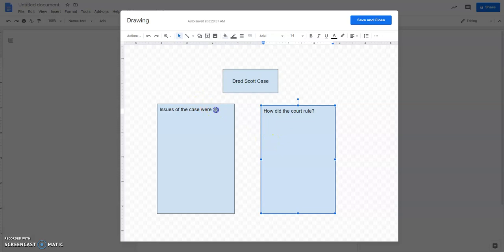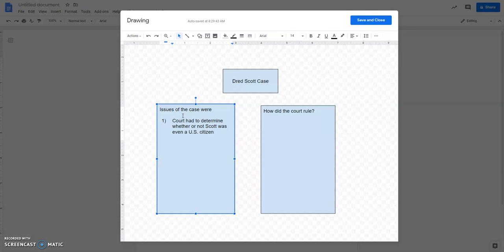All right, so as always, we're going to do the first example together, and then I will let you guys take over and finish it out. So, the issues. What is one of the issues? One of the issues is that the court had to determine whether or not Scott was even a U.S. citizen.